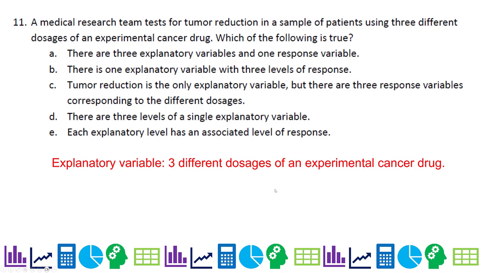So it could be 0, 1, or 2, or it could be that everybody's getting it. Not sure, but there are 3 dosages. I have the feeling one of them is 0, by the way. So there are 3 levels of a single explanatory variable. It's only the experimental cancer drug that is explaining the tumor reduction. All right, so tumor reduction is a response variable.